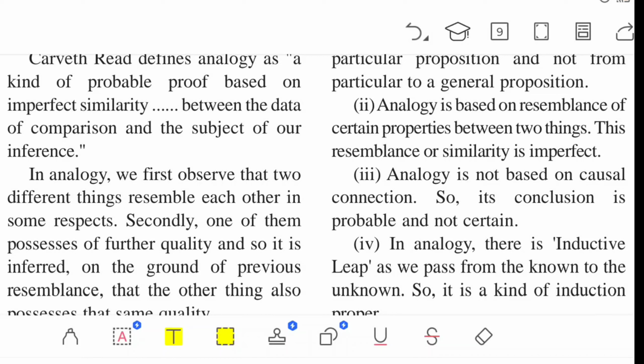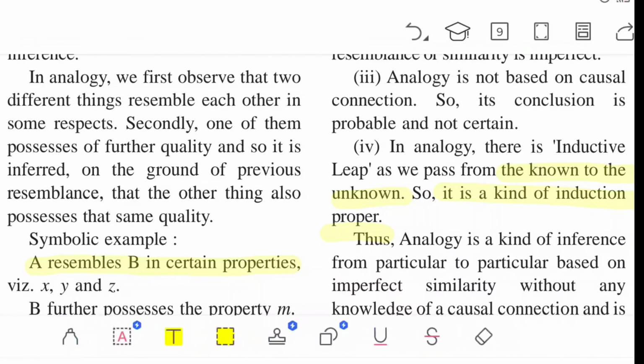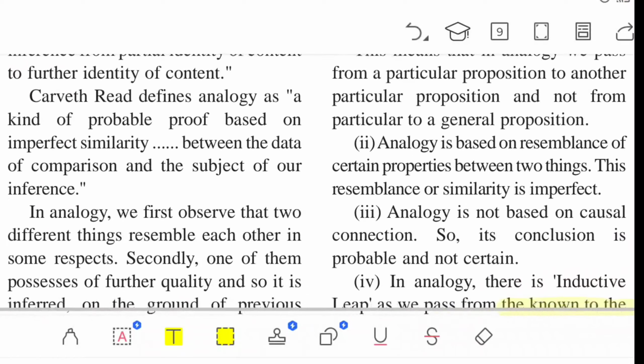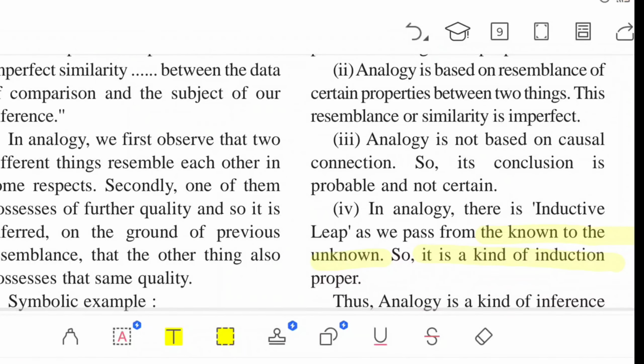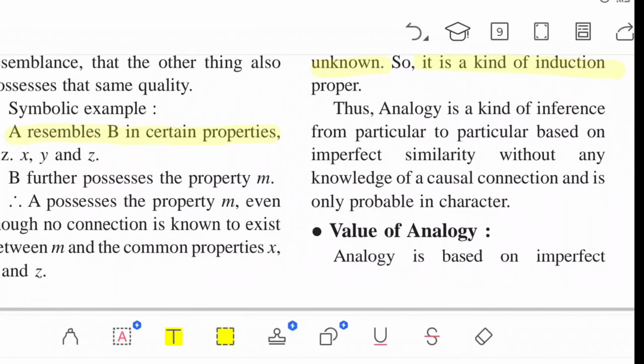In analogy there is an inductive leap as we pass from the known to the unknown. So it is a kind of induction proper. To ami gom palu je there are 4 characteristics of analogy. Okay, very much similar to unscientific, but the main difference is analogy tami ki koru, we compare the resemblance or properties, we compare the properties.